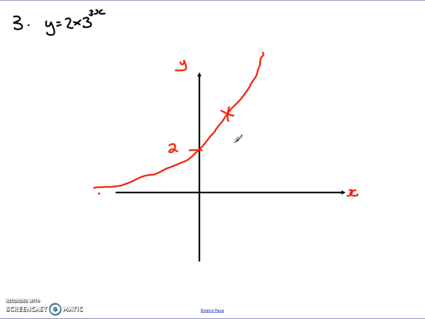And our other point that we were interested in, that was originally at 1, 3, remember that's been squashed in x, so it's at a third, and then stretched in y by a factor of 2, so it goes to 1/3, 6. And again, same as we've highlighted in the other examples, name it. So y equals 2 times 3 to the power of 3x.